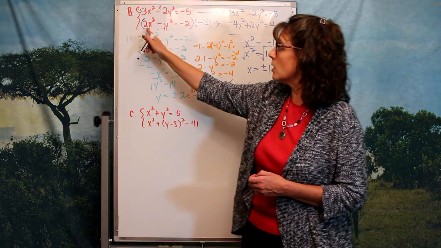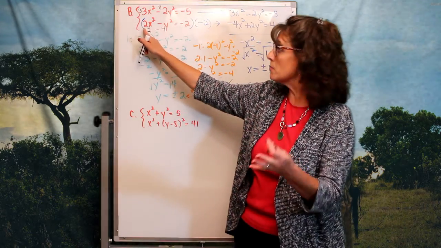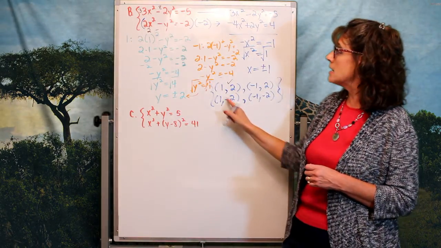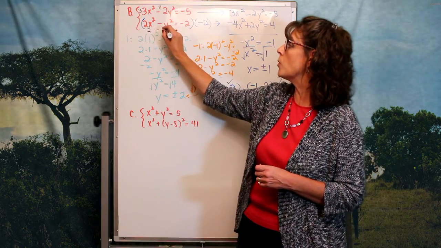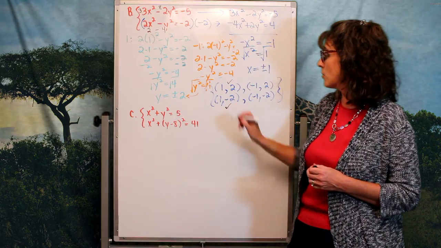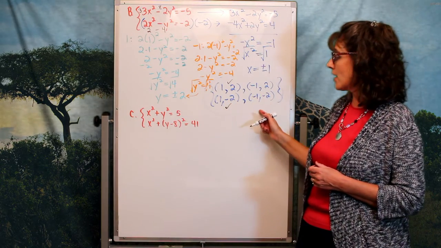So let's check it down here. We already did. 1 squared is 1 times 2 is 2. So we just need to worry about this one. But here it happens again. Negative 2 squared is a positive 4. So yet again, 2 minus 4 is a negative 2. It works in both. Now let's check these.